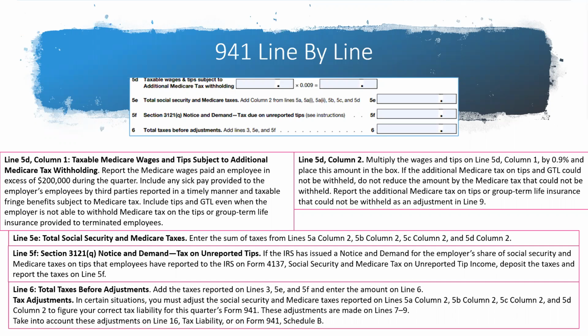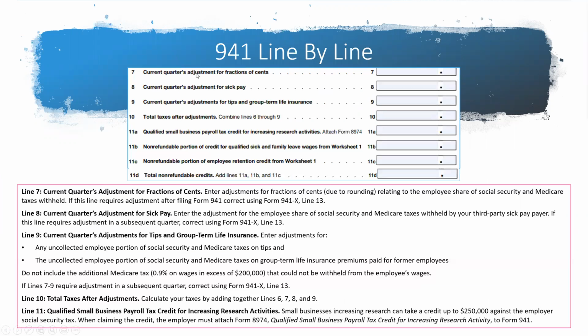So line 6 is the total taxes before adjustments. So you're going to add line 3, line 5E, and line 5F and enter that on line 6. The next couple of lines are going to be adjustments for any fractions of cents. So line 7 is the current quarter's adjustments for fraction of cents. This is just to enter adjustments for fractions of cents due to rounding, because unfortunately rounding happens. And so that's where those adjustments go. It's usually a few pennies, either positive or it could be negative as well. So that's what gets reported on line 7.